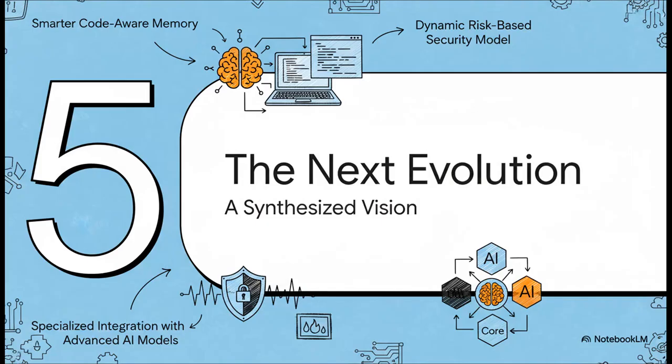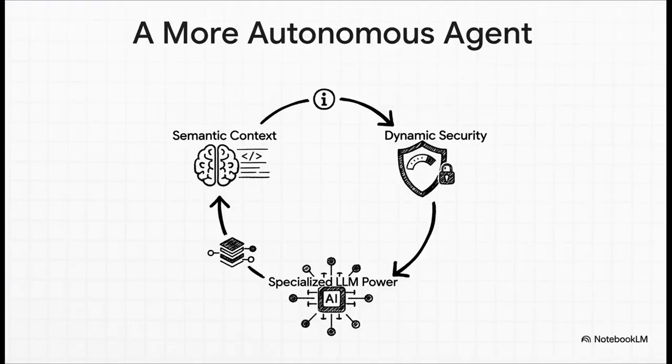Okay, so let's pull all three of these threads together. We've got smarter memory, dynamic security, and specialized intelligence. Let's see how they combine into a single, powerful vision for the future of VT Code. And it's really important to see that these aren't just 3 separate tweaks. They're interconnected pillars. They're designed to create this amazing positive feedback loop. See, smarter context leads to better security decisions, and more reliable, specialized outputs from the LLM improve the quality of that context and help the agent justify its actions. It's a cycle. They all work together to build a coding agent that's smarter, more autonomous, and fundamentally more trustworthy.